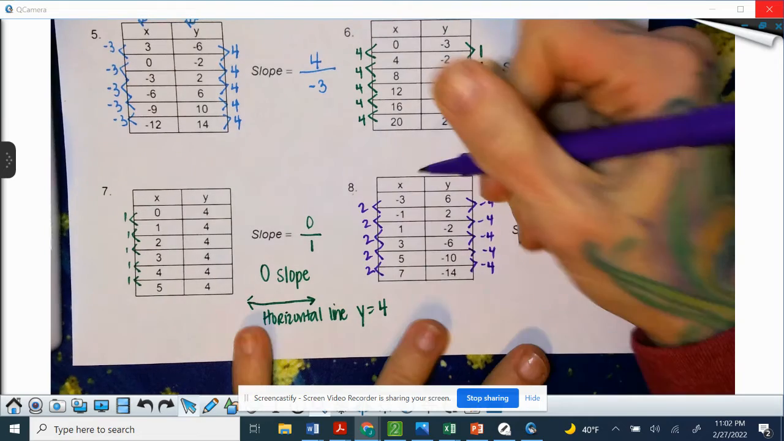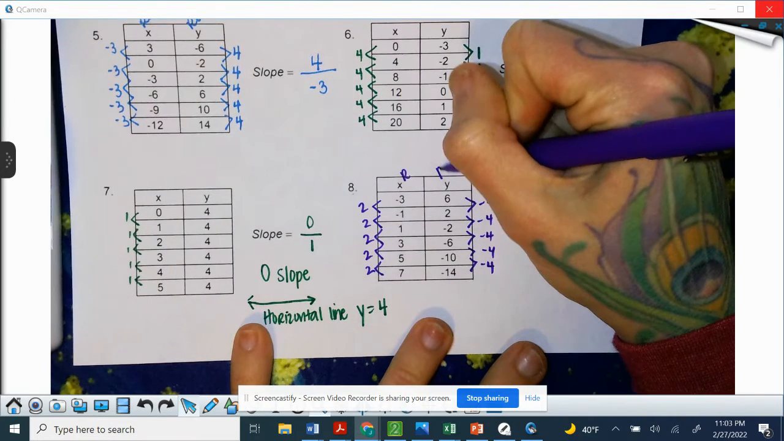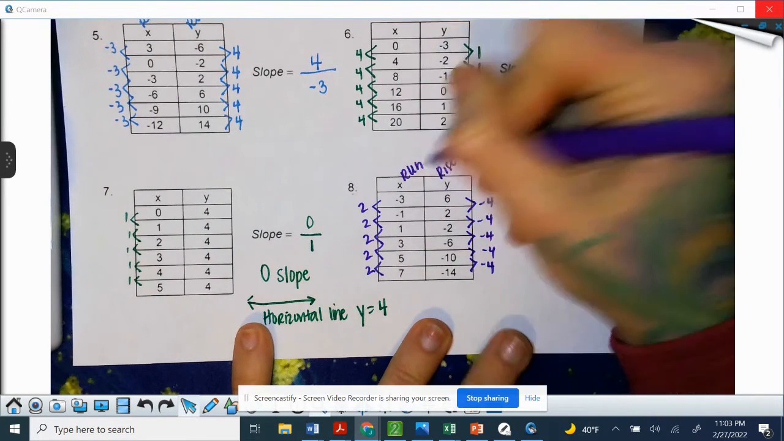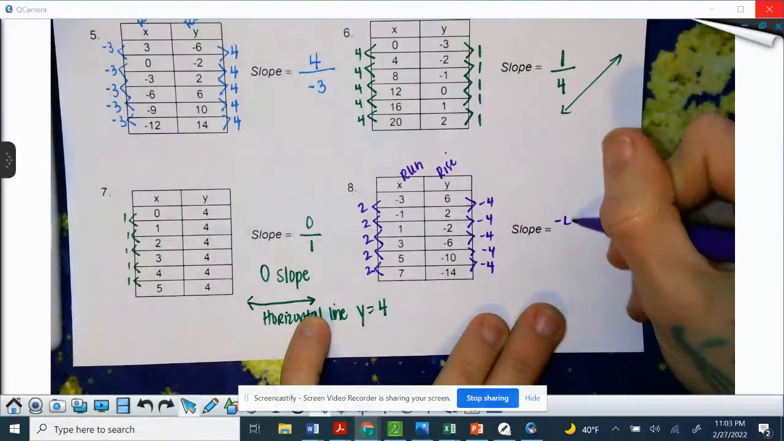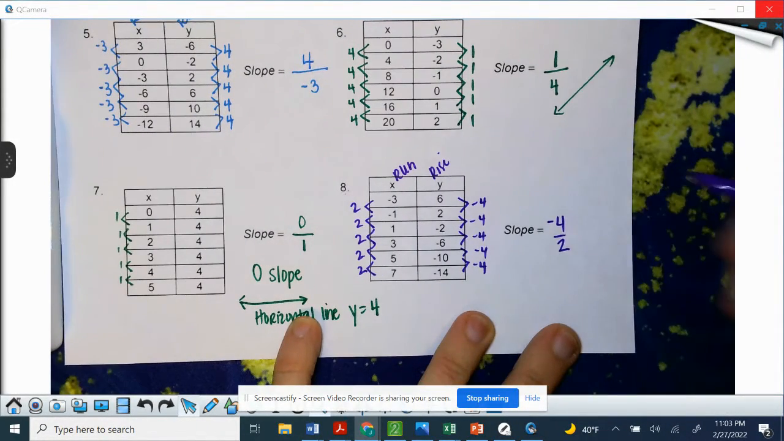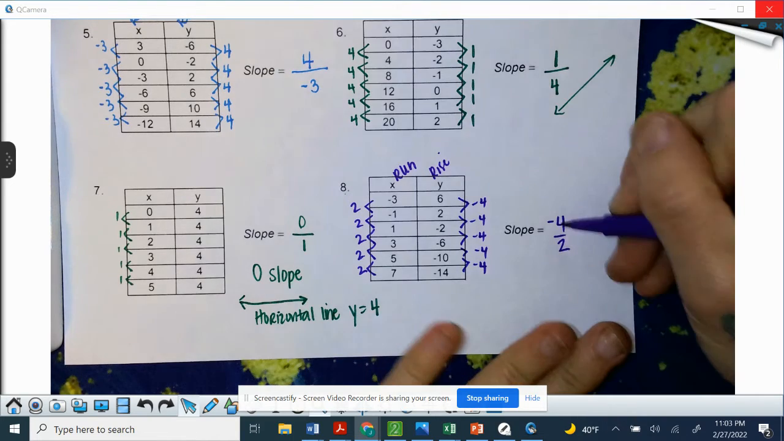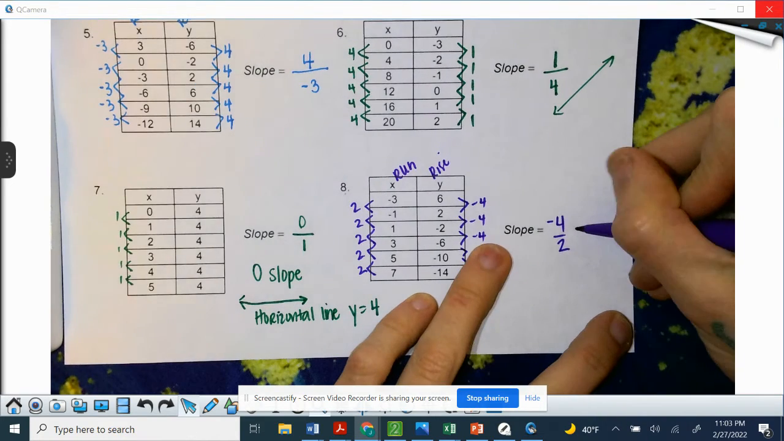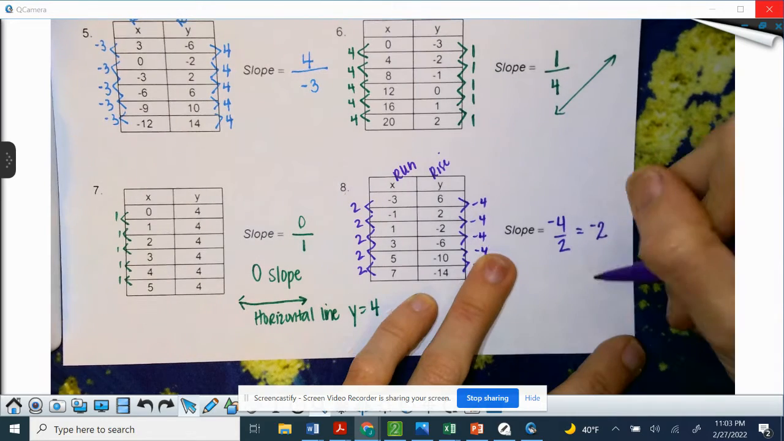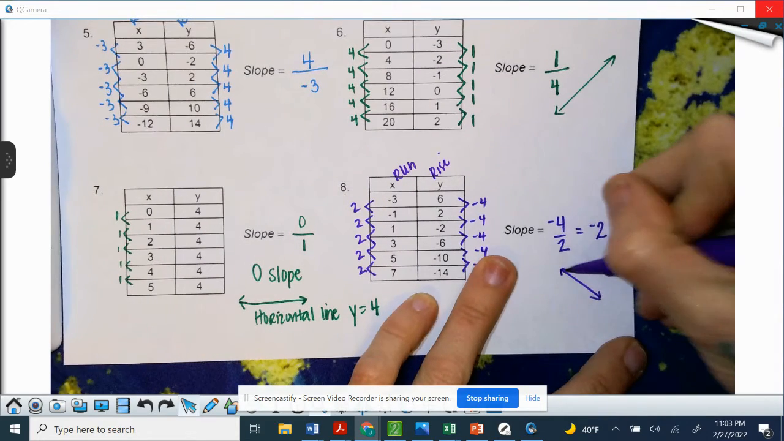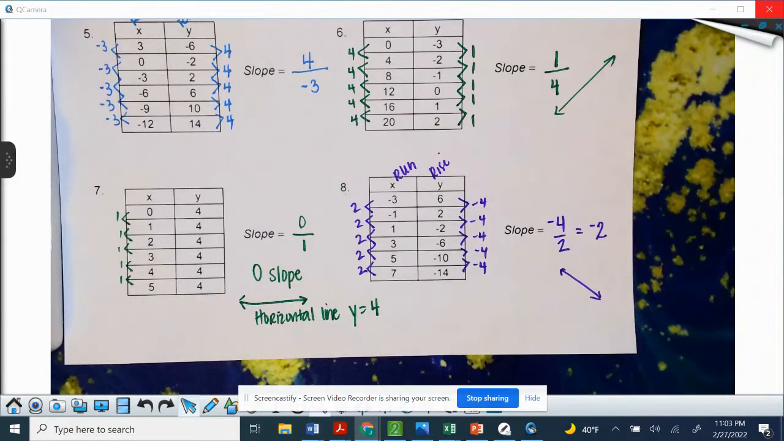Remember, your rise is your y, your run is your x, so it's rise over run, so negative 4 over 2. But again, this is not a final correct answer. This is like you stopped in the middle of your work. So make sure you reduce. 2 does go into 4 2 times. So our slope is a negative 2. So we know this line should be facing down to the right. So negative line with that negative 2.